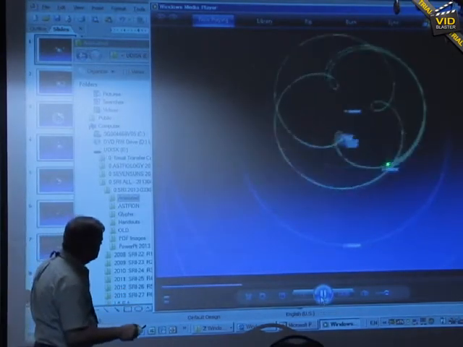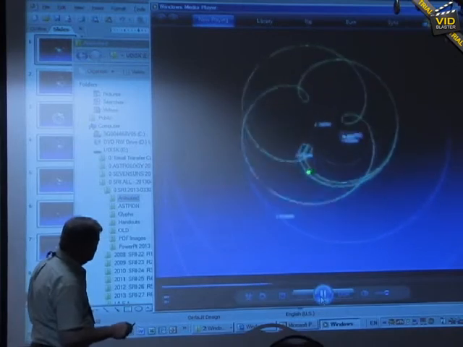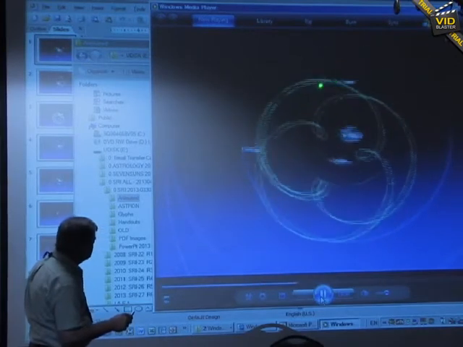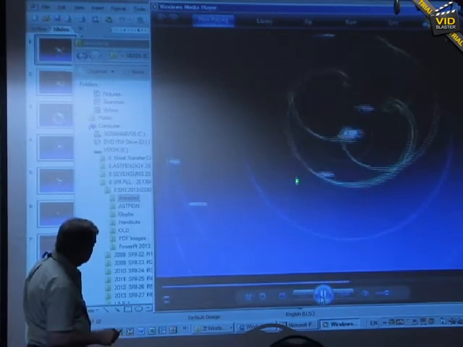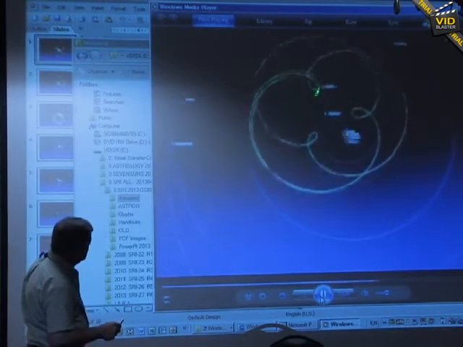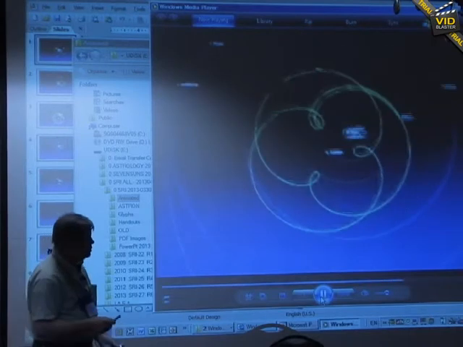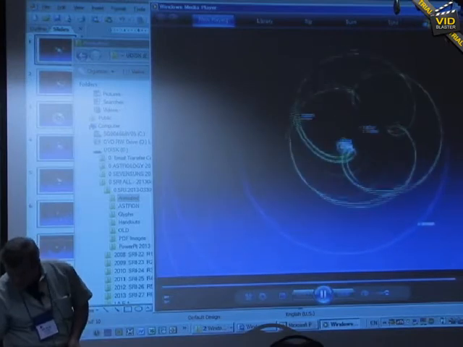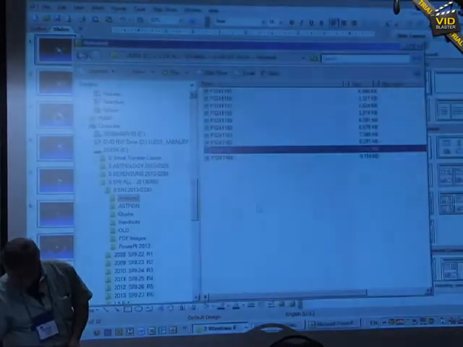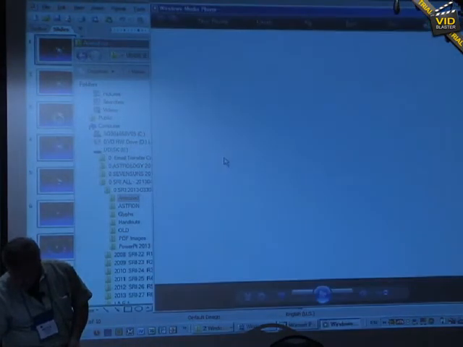We're following Saturn as it goes around. It goes all the way around on the outside. So it has a retrograde position movement. It appears as if it's moving backwards.